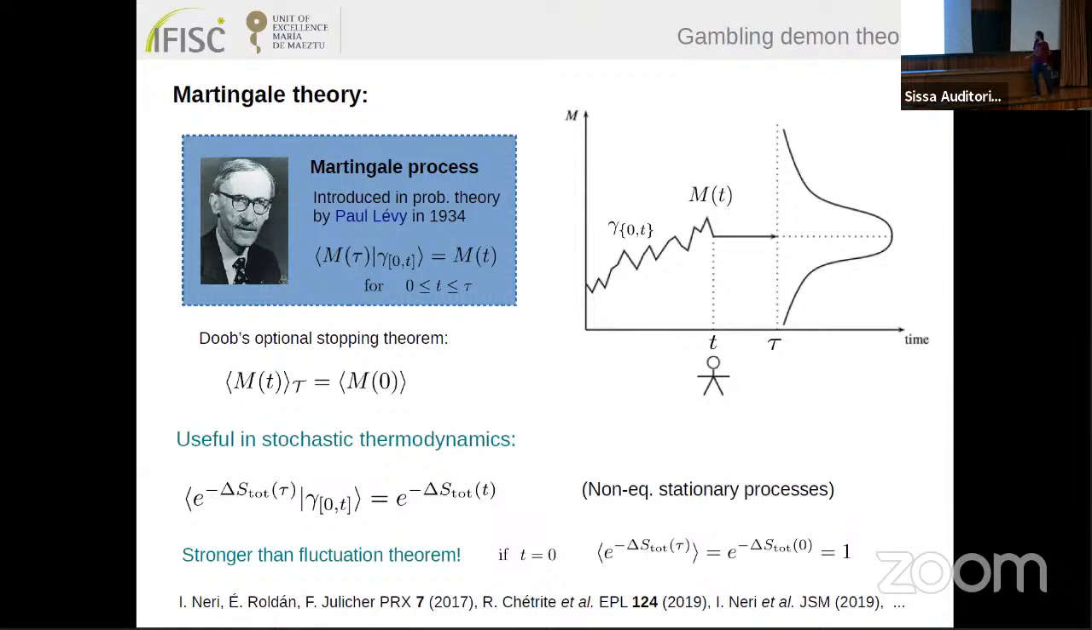Yeah, this has been developed in these references here, and also other ones that I did not have the space to mention. So this is true for non-equilibrium stationary processes, but it's no longer true in the case of general driving, systems that are generally driven out of equilibrium. So in order to assess this kind of situation, what we had to do is to find another martingale process, which is related to entropy production, but also has an extra term.